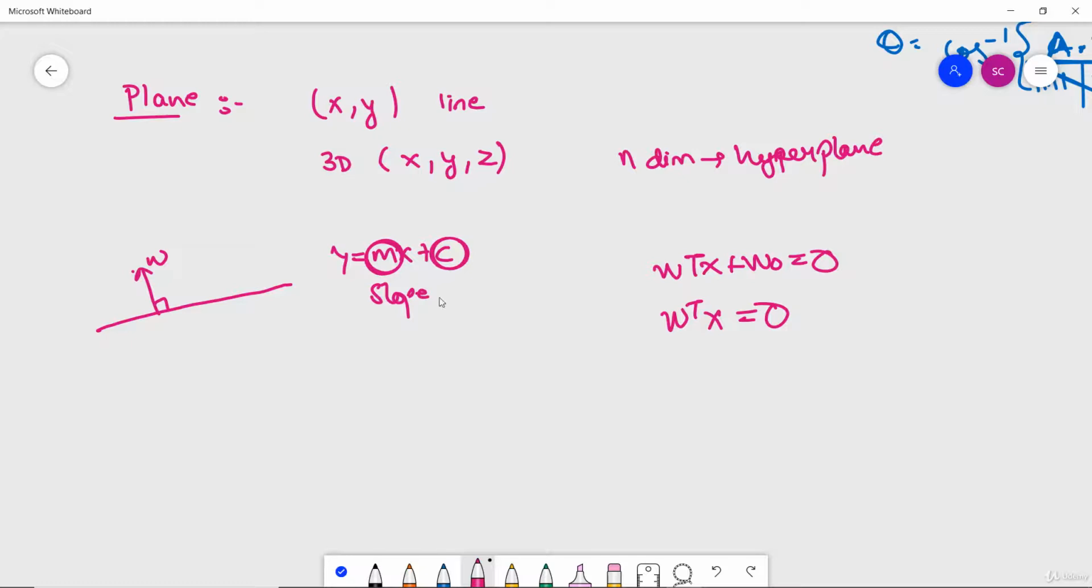What will be a hyperplane? A hyperplane will be a figure like this. A particular figure like this can be called a hyperplane when there are n dimensions.